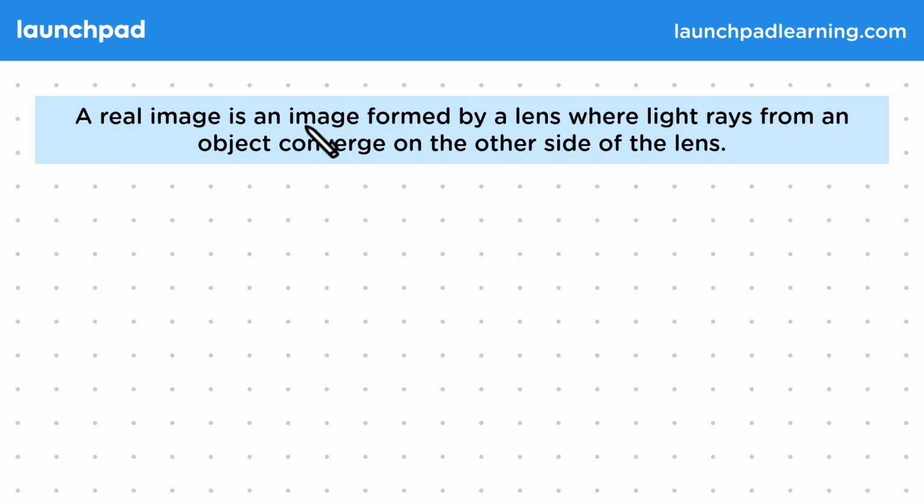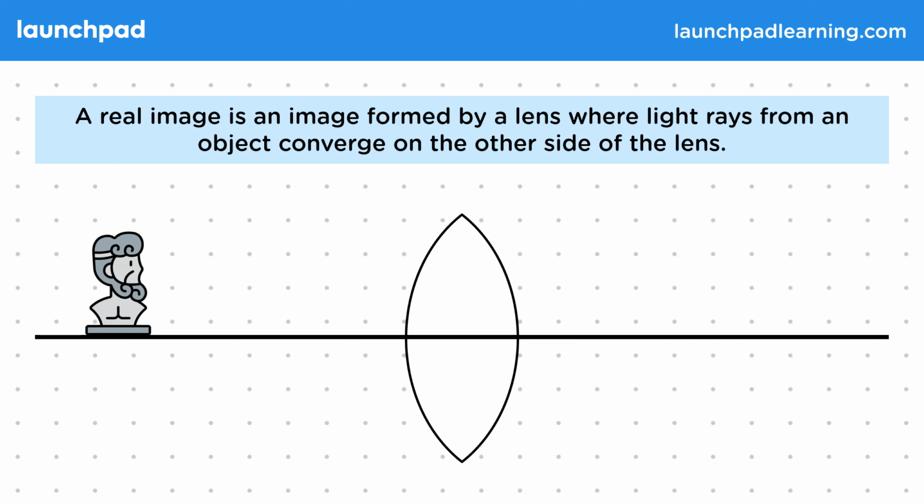A real image is an image formed by a lens where light rays from an object converge on the other side of the lens. Remember that we use lenses to form images by refracting light rays from an object so they converge or appear to converge elsewhere. One type of lens is a convex lens. This lens curves outwards and will cause parallel rays to diverge.